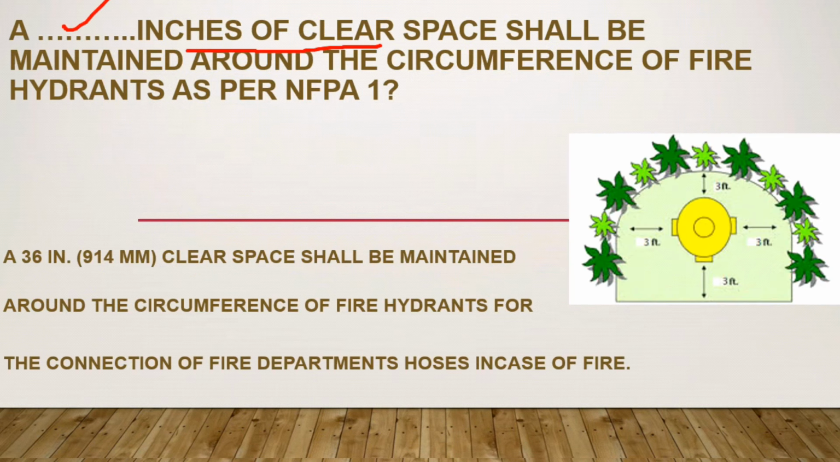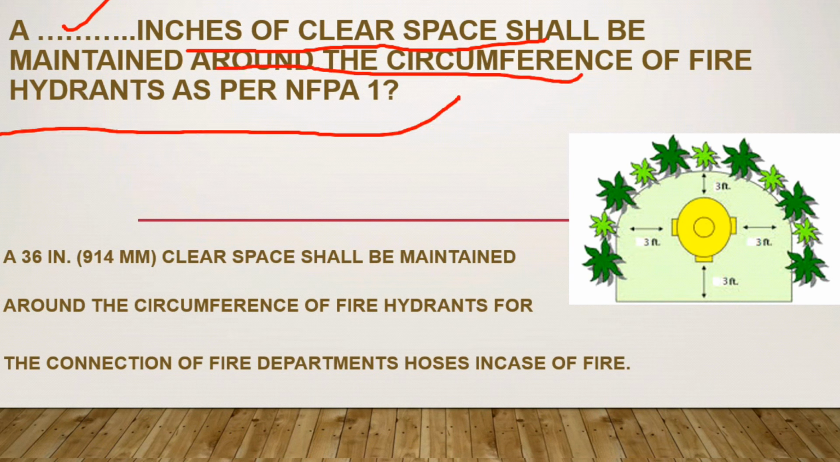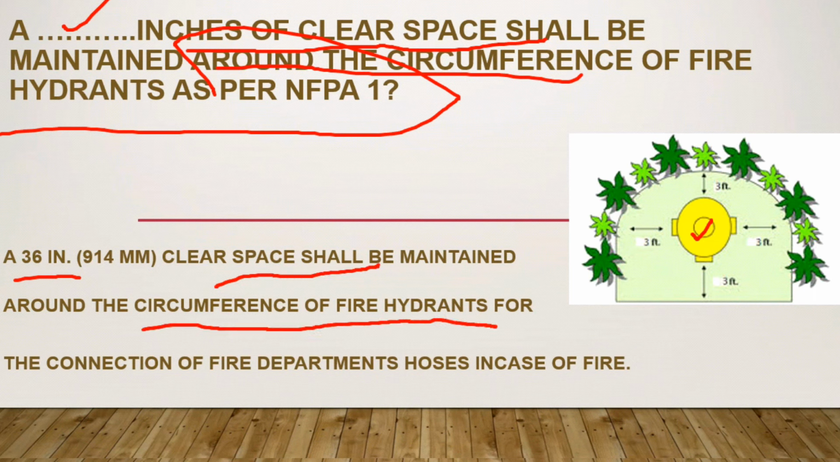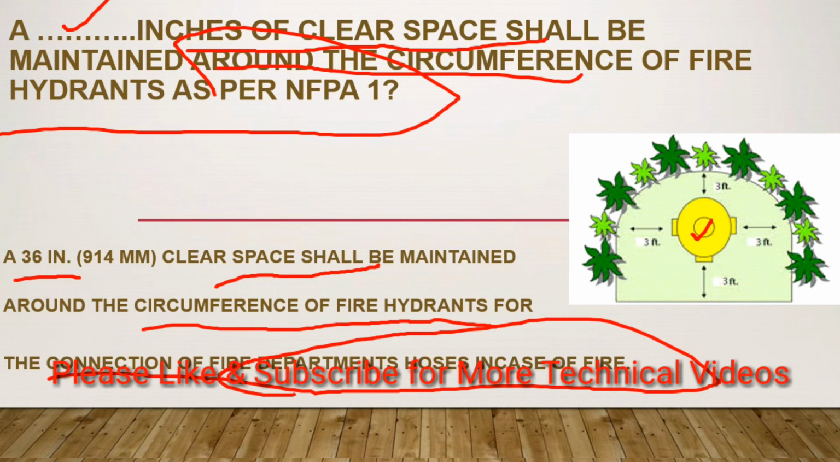Inches of clear space shall be maintained around the circumference of the fire hydrant as per NFPA 1. So we have to maintain it like I have shown here. If it is a fire hydrant here, a minimum of 36 inches or 3 feet of clear space shall be maintained around the circumference of the fire hydrant for the connection of fire department hoses, fire engine hoses in case of fire.